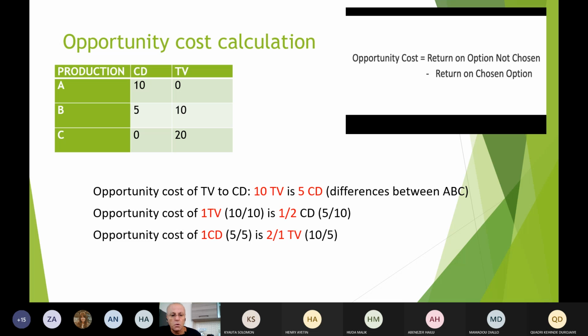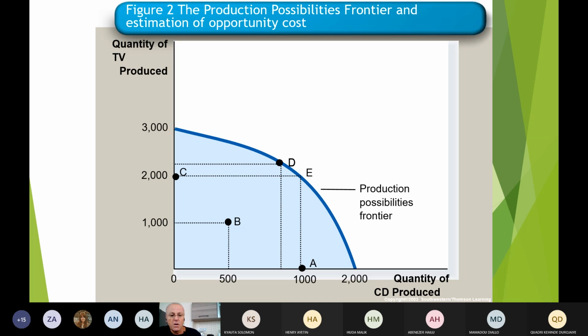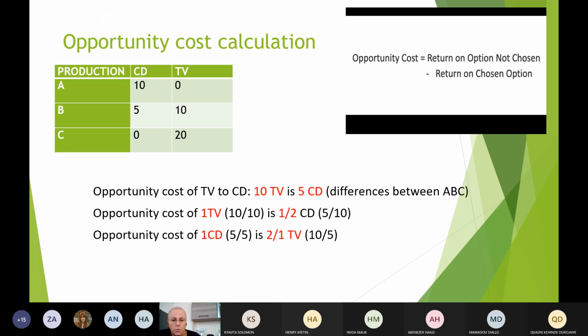And here we have this production possibility frontier, which is given to you in the application, and another example is given to you to understand how you are going to calculate this opportunity cost when you are moving from D to E or from E to D. What will happen to the opportunity cost? When you look at this example, as I said to you, the opportunity cost is the return on the option not chosen subtracted from the return on the chosen option. Therefore, we are going to calculate these changes and estimate the opportunity cost.